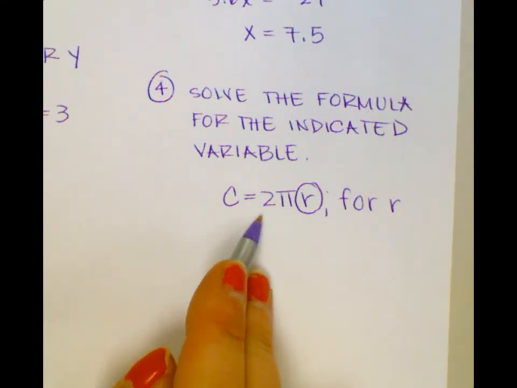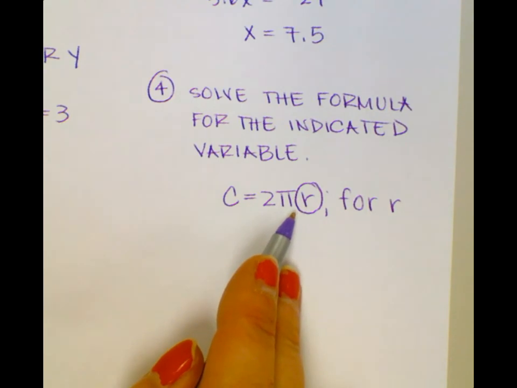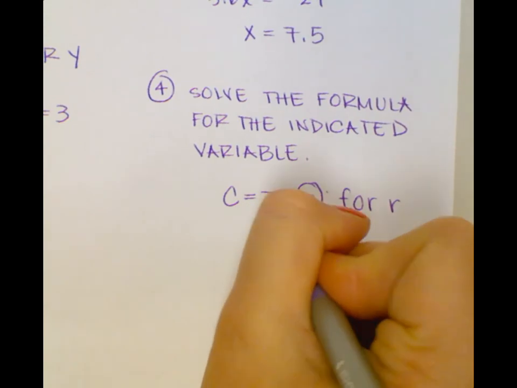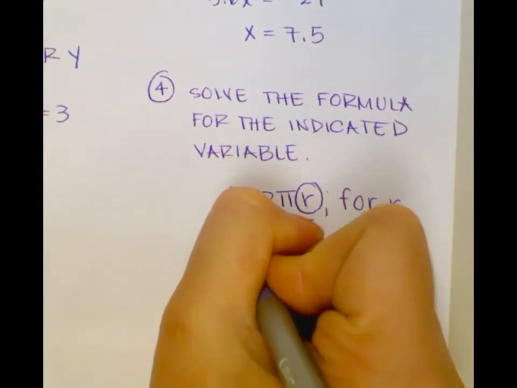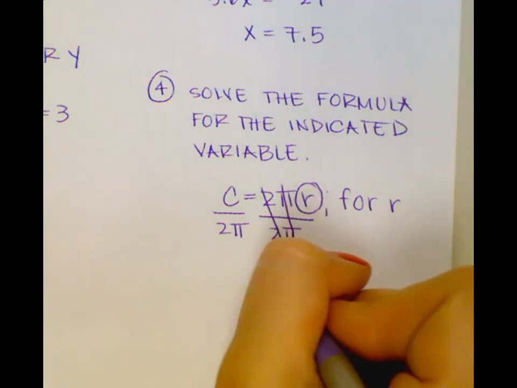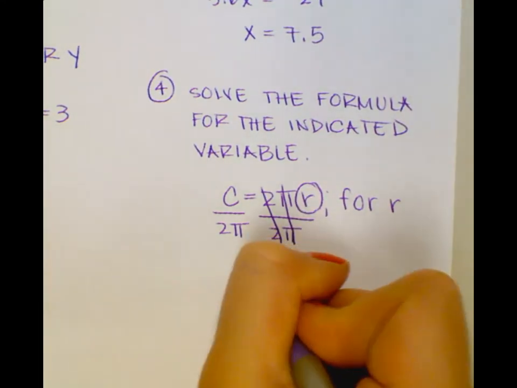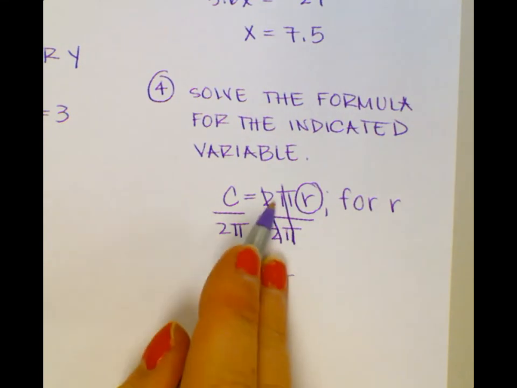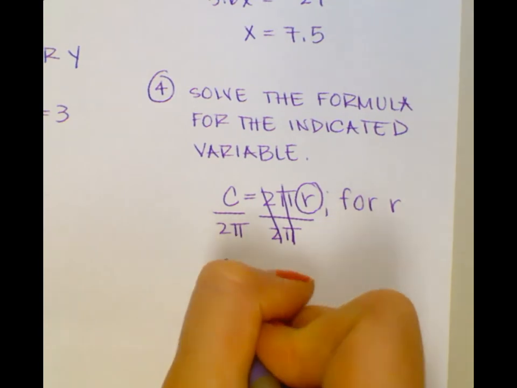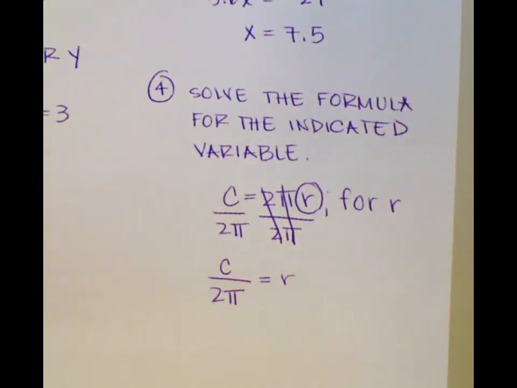So right now this 2 pi is chilling, okay? It's being multiplied by the r. So what's the opposite of multiplying by r? Good, dividing. Now this kind of stuff is always going to feel weird when you do it because you're not actually getting an answer. You're getting an expression. So r equals, because you got rid of the 2, you got rid of the pi, C over 2 pi. So it actually just depends on what they're asking you to solve for. You just want to get that variable by itself.